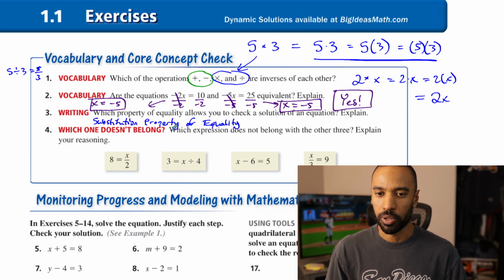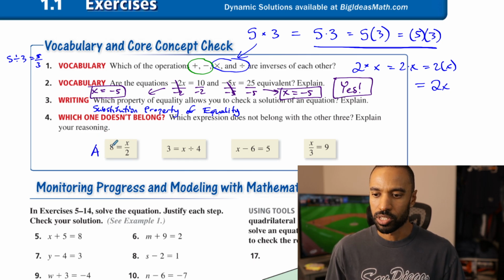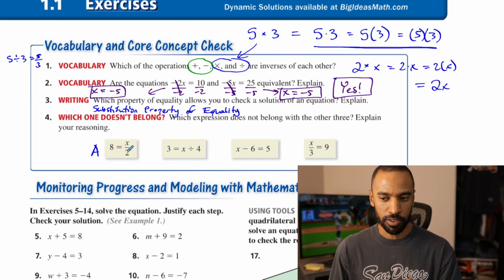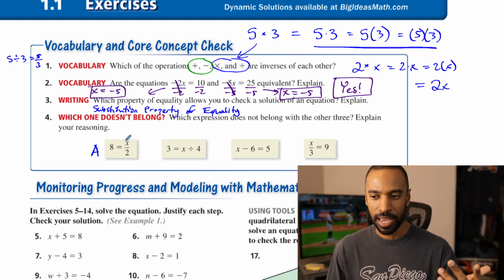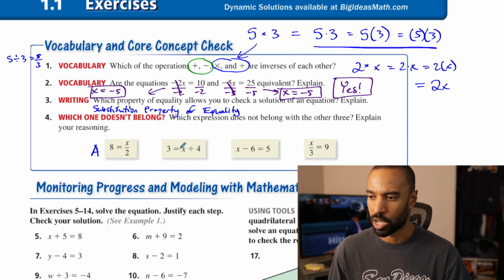Number 4, which one doesn't belong? Which expression does not belong with the other 3? Explain your reasoning. Let's say that this was considered to be A, where it says 8 equals x over 2. I don't know if the other ones will all be B, B, B, or if there's A, B, A, or whatever, but let's say this was an A for this. This is division. It takes one step to solve for x. If we needed to find out x, x would equal 16. I don't think that's part of what we're talking about yet.